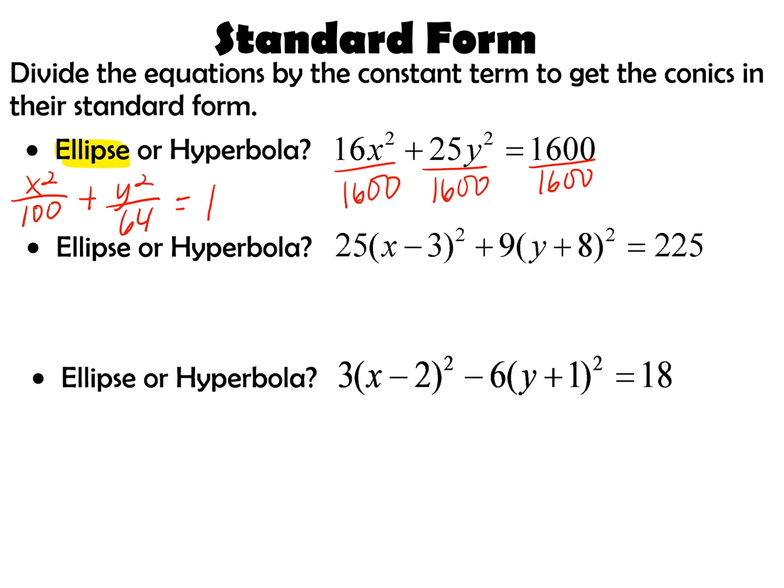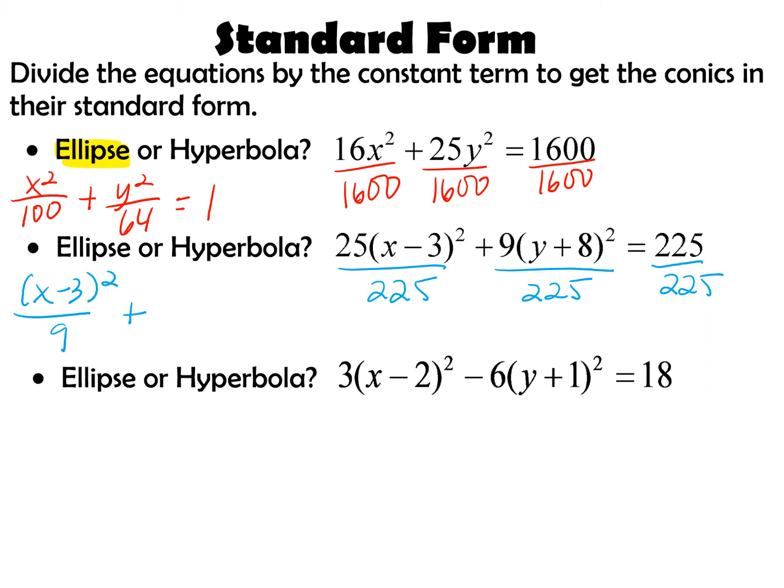For the second example, again, we'll divide everything by 225. And then we'll simplify those fractions. So we'll have x minus 3 squared over 9 plus y plus 8 squared over 25 equals 1. And again, we know that this is an ellipse because we see the plus sign.